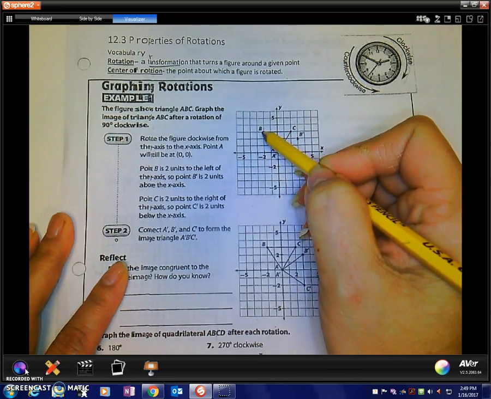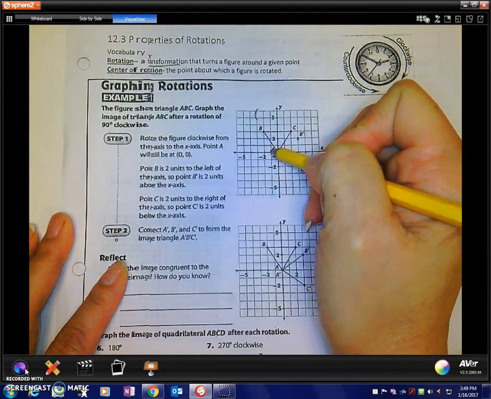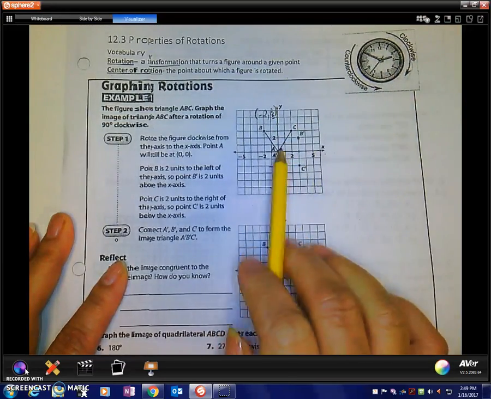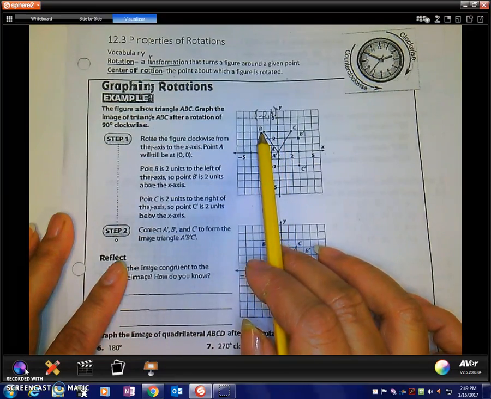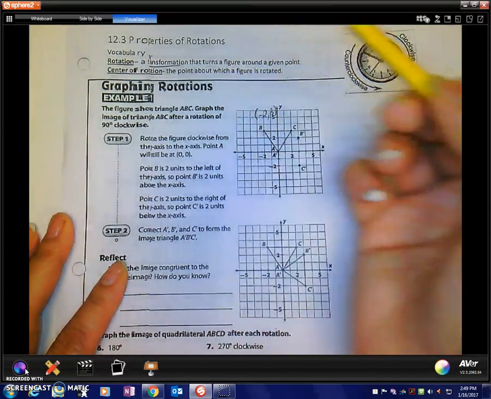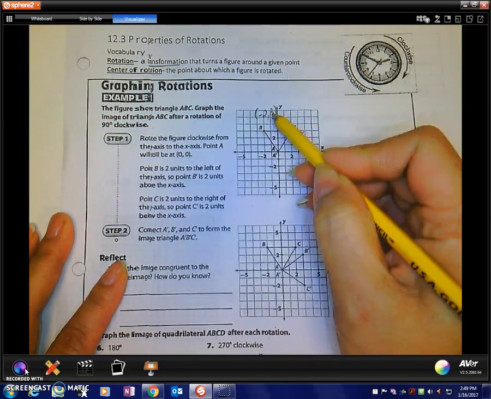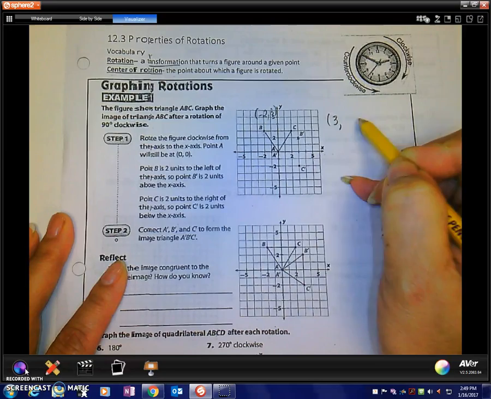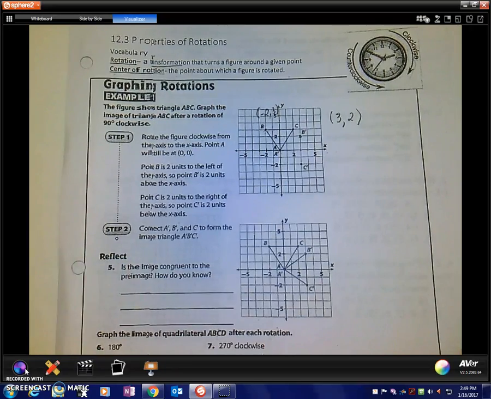So point B is right here. The coordinate is negative 2 on the x-axis and 3 on the y-axis. So point B is 2 units to the left of the y-axis. So point B prime, the point after we rotate, will be 2 units above the x-axis. So the negative 2 now becomes a positive 2.